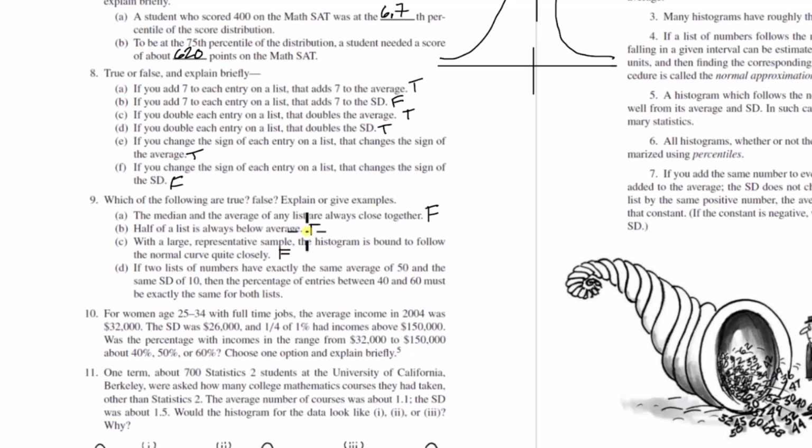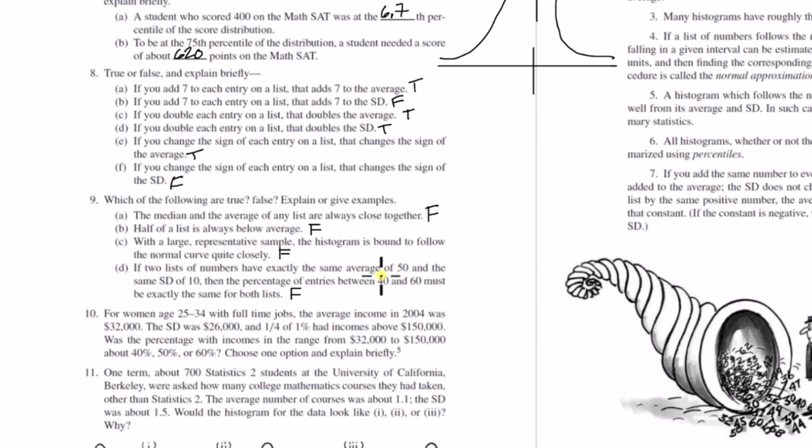If two lists of numbers have exactly the same average of 50 and the same standard deviation of 10, then the percentage of entries between 40 and 60 must be exactly the same for both lists. Well, this is definitely false, because it doesn't even say that the two lists of numbers have the same distribution. So with that, this is definitely false.